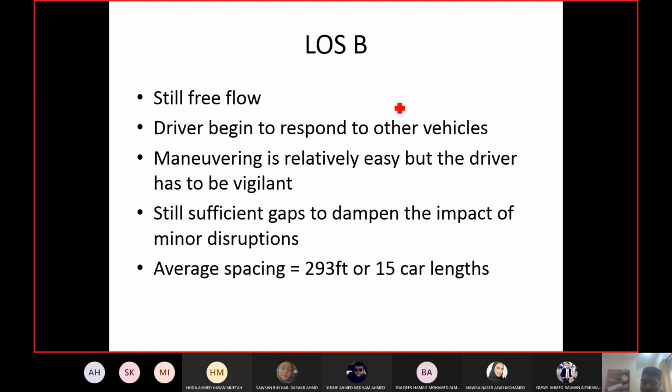Okay, so since there are still gaps available, even if there is minor disruption in traffic, it will still keep on moving. Till the time gaps are available in abundance, you will not have disruption in flow, right? Like I showed you in the previous slide, if you have a disruption, you can easily change your lane and keep on going. The spacing in this case is around 15 cars or 293 feet.